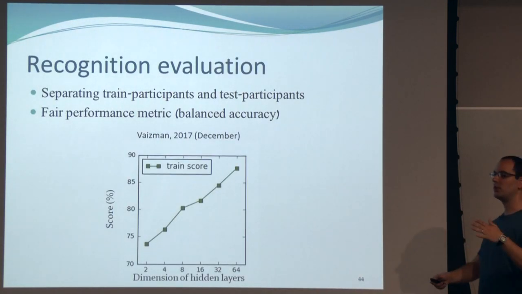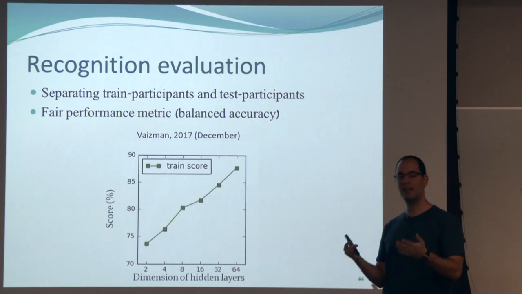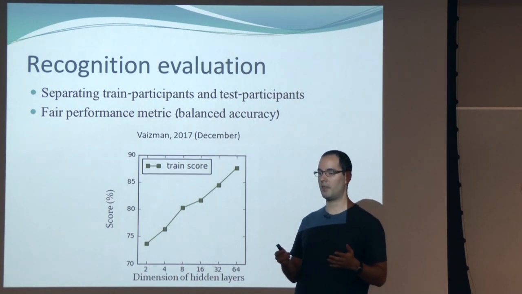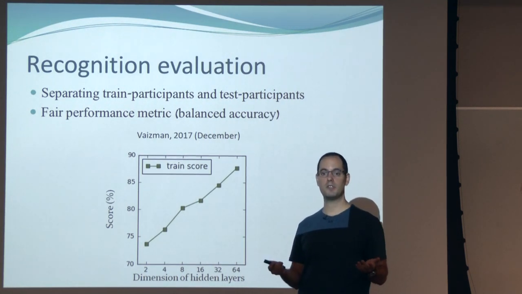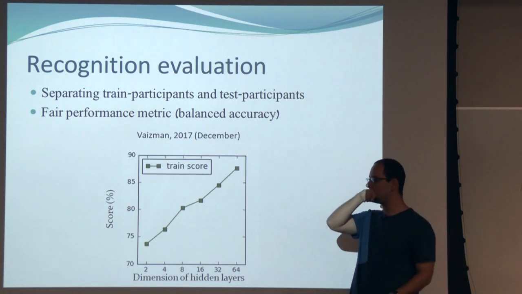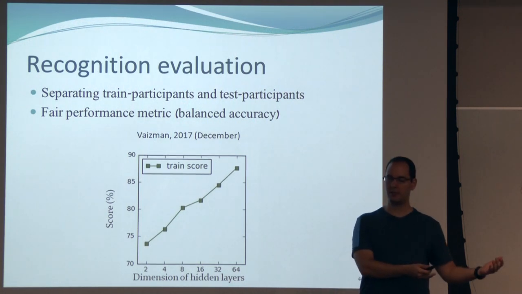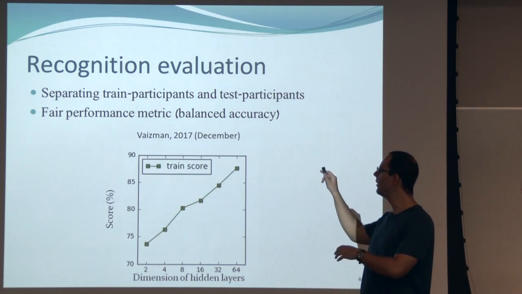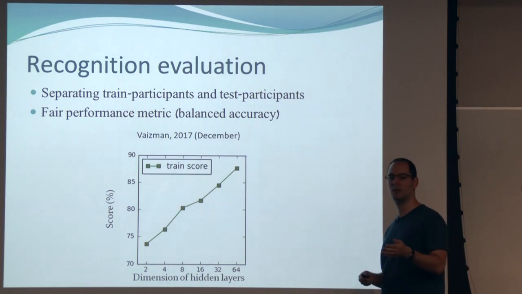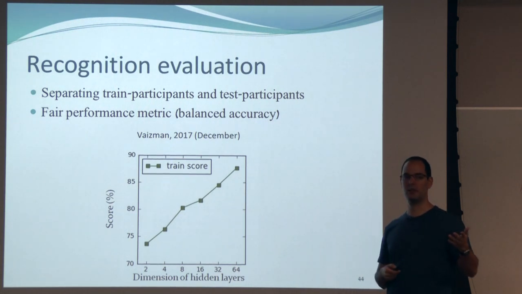Okay, I talked about data collection, and I'll talk now briefly about validation with data. So you need to validate the performance of the system so that you can declare how well the system performs. And it's important to separate the training set from the test set, or even separate the training participants from the test participants, and then to find some fair metric to look at as a score.